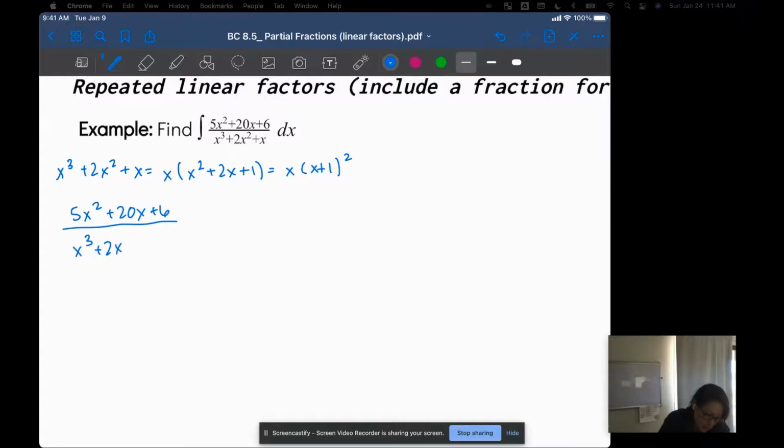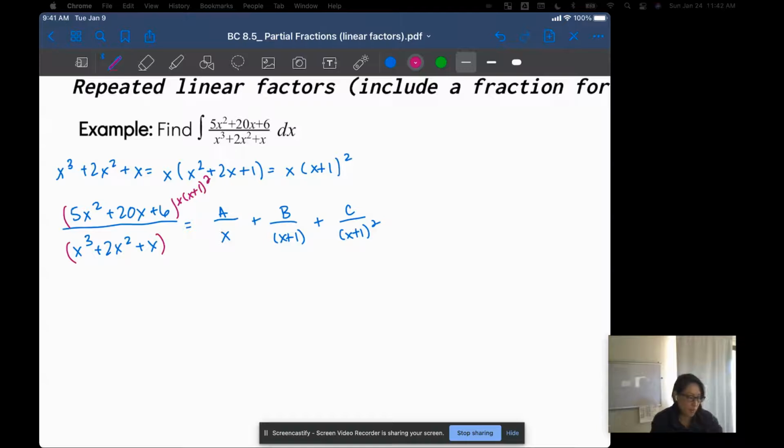plus 2x squared plus x is equal to a times the first factor, which is x, plus b times 1 factor of x plus 1 plus c times 2 factors of x plus 1. And that creates that squared factor for us. So we need to multiply by our common denominator, which is x times x plus 1 squared.